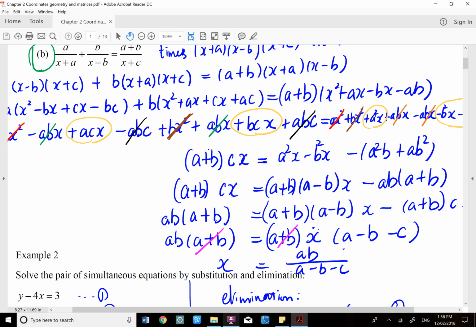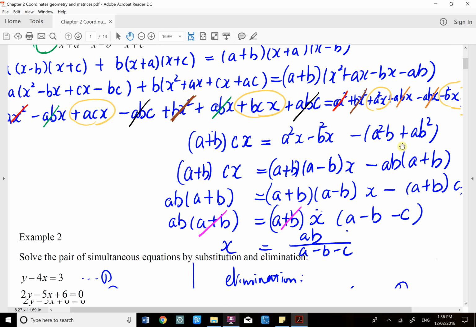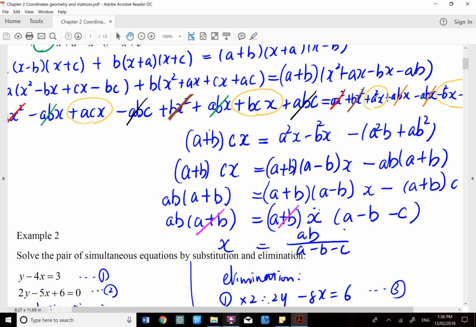Actually, this is not very correct. For this question, we're just not 100% sure about my answer, because can you see the second last step? Don't worry how I get the second last step. If you expand and factorize, you get the second last step as me. This one. Can you see I actually divide by a plus b on both sides of the equation?